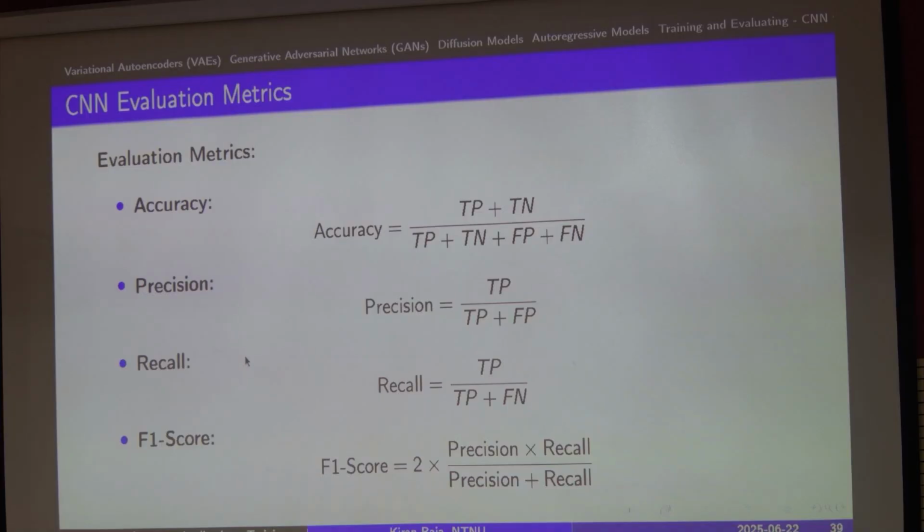So the TP is the true positive, and then TN is the true negative, and then FP is the false positive, and FN is the false negative. As soon as you have these four numbers, it's nothing but a 2x2 matrix, right? So maybe I should have added one more slide.